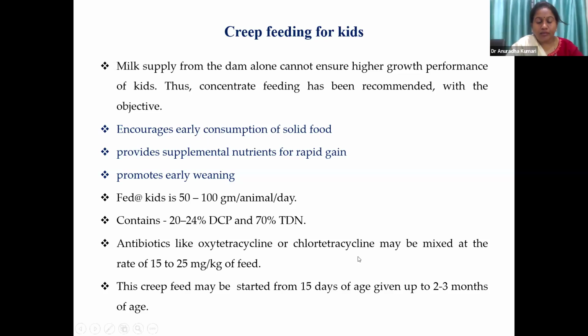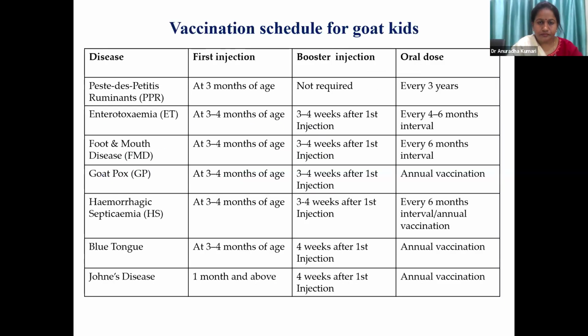Normally, 50 to 100 gram of creep ration is given per kid per day. The concentrate mixture, that is the creep ration, should contain DCP in the range of 20-24% and TDN 70%. This creep feeding should be introduced at the age of 15 days and should be continued up to 2 to 3 months of age.